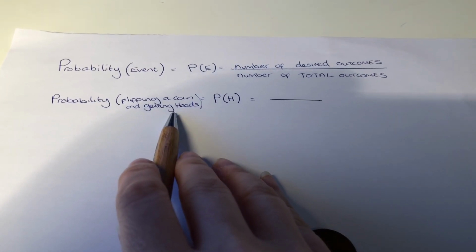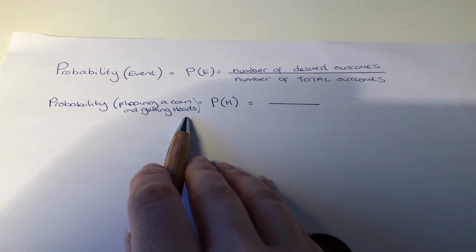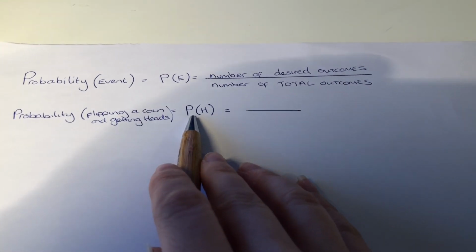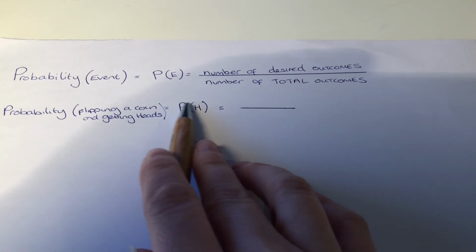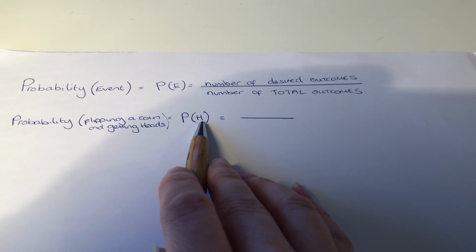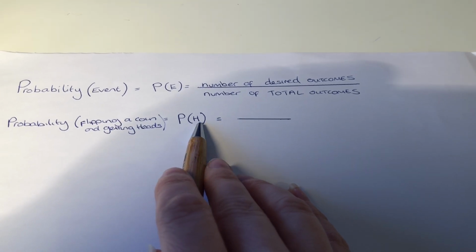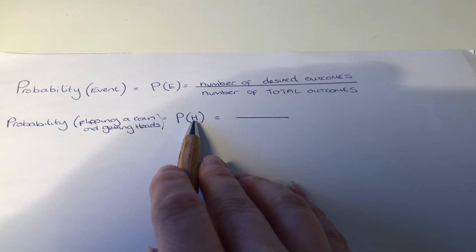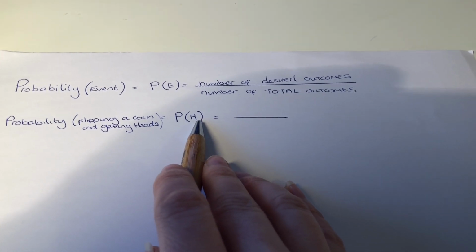I prefer to leave the words for the English teachers. So instead, I'm going to use a capital P to show that I'm calculating the probability of, and then what we're calculating the probability of goes inside the bracket. So I could write the name heads, as I said before, or simply use a capital H.